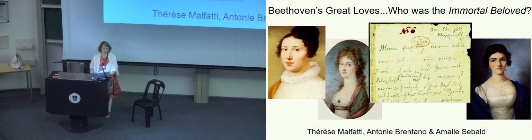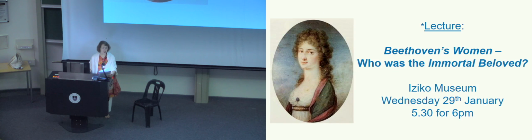1806 is the year in which the famous immortal beloved letter is thought to have been penned. Found after Beethoven's death in a secret drawer in his bedroom. Initially, the recipient was thought to be Giulietta Guicciardi, the Moonlight Sonata girl, the countess's cousin, but then later research suggested Therese Malfatti, Antonie Brentano, or the singer Amalie Sebald as the honored lady. From what I've read, most biographers put their money on Therese von Brunswick, but more recent research suggests Antonie Brentano as the recipient of the great man's love and wonderful letter.